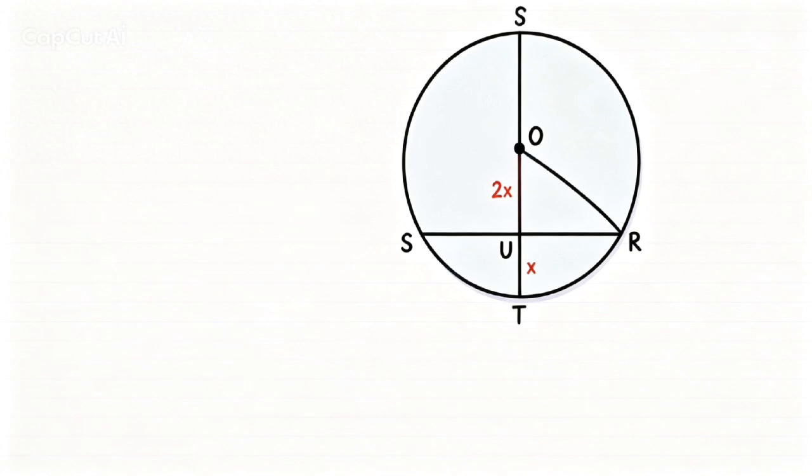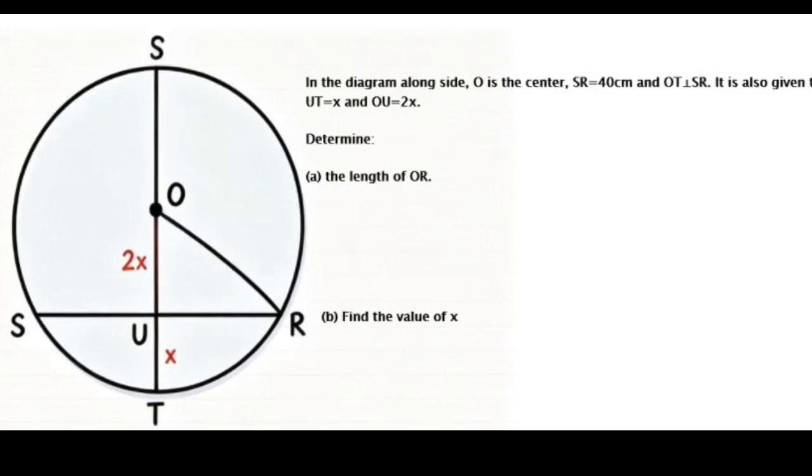So now let's take a look at this diagram alongside with O as the center. We're given that SR is equals to 40 centimeters. OT is perpendicular to SR. It's also given that UT is equals to X, and also OU is equals to 2X. So now the first question, we are supposed to determine the length of OR. And the second question, we are supposed to find the value of X.